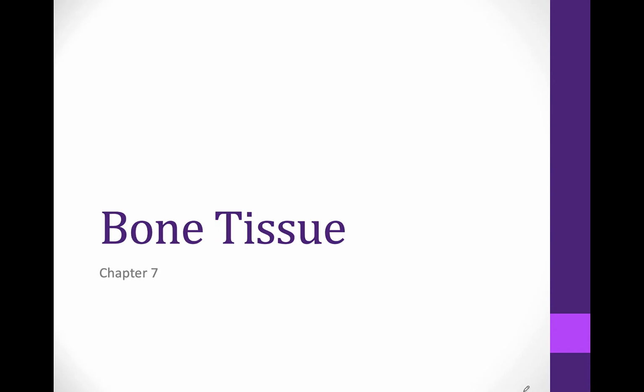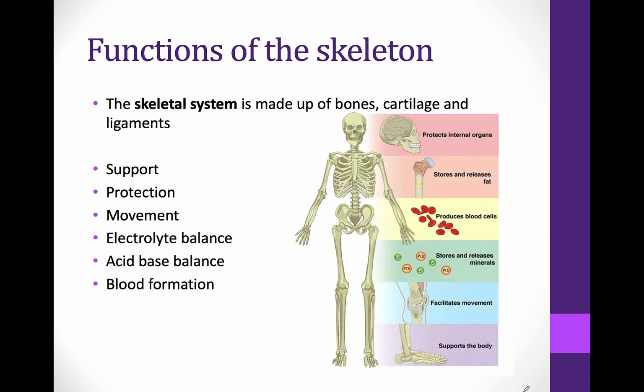So now we're going to look at the tissues that make up our bone. And this is going to make up our skeletal system. So the skeletal system is the bones, the cartilage that eventually becomes bones and covers the end of bones, and then the ligaments that actually help hold the skeleton together. And there are many functions for the skeletal system.